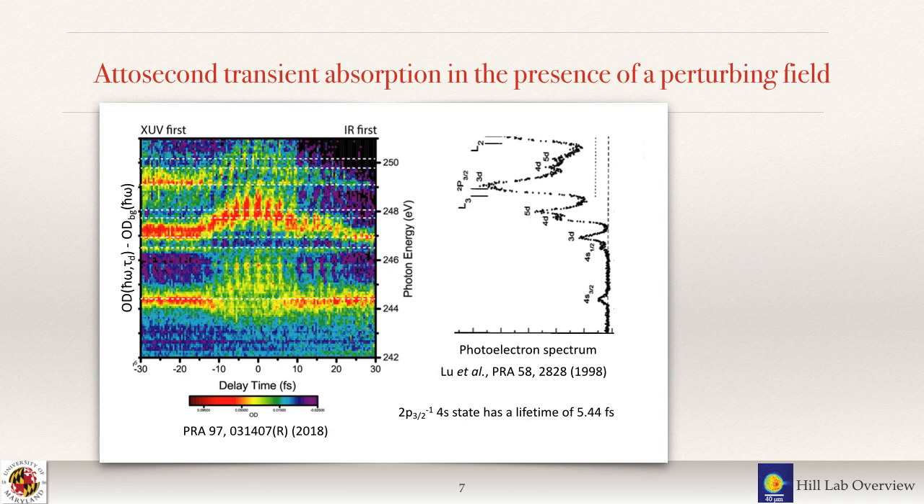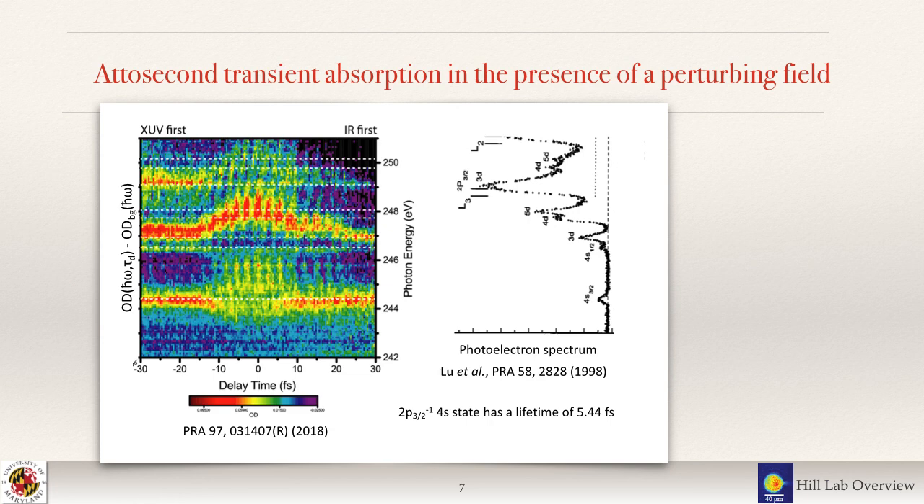Here's a picture of a sample of the transient absorption signal that we see in argon. It consists of three parts. On the left, we have the XUV, which you can get before you introduce the IR. On the right, we have the signal of just the IR by itself. And in the middle, we have the overlap between the XUV and the IR.